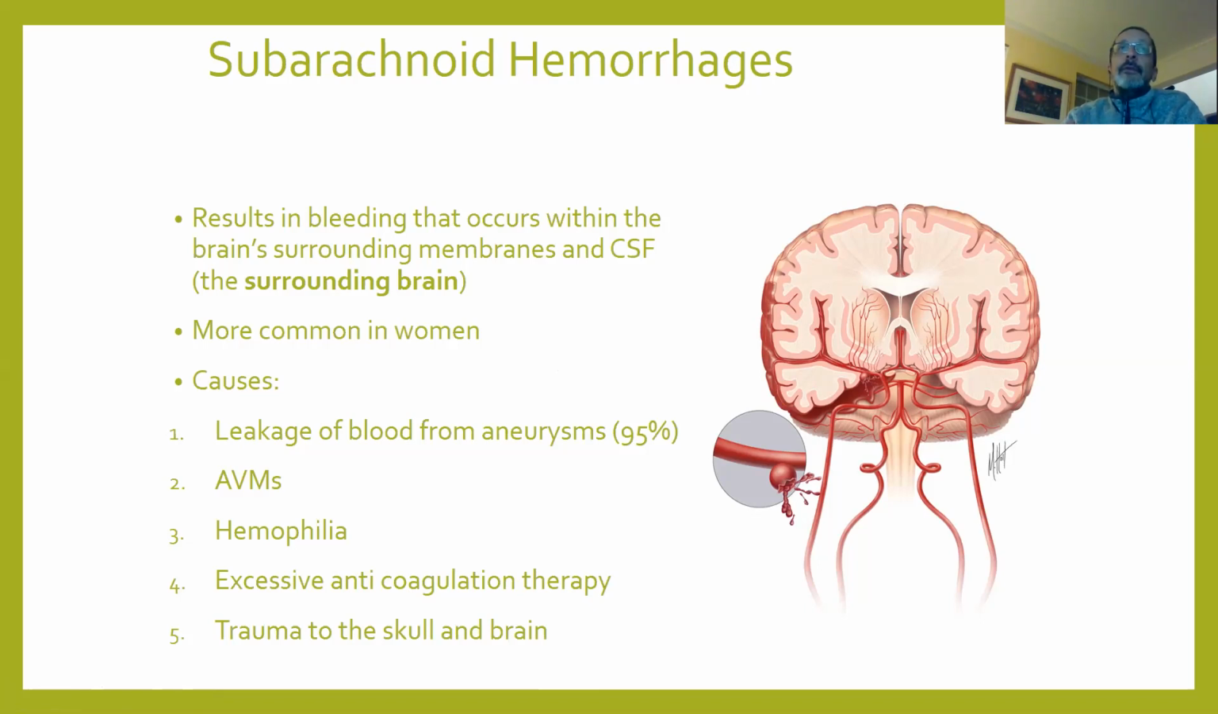I mentioned what blood aneurysms are. This is most of it, 95%. The AVMs, the arteriovenous malformations, hemophilia, too much anticoagulation therapy. So coagulant makes blood not dissolve, makes it coagulate. Too much of the anti makes it just the opposite, causes bleeds. And then trauma to the skull and brain, which intersects a little bit with how I've defined brain injury, but nonetheless, this remains true.